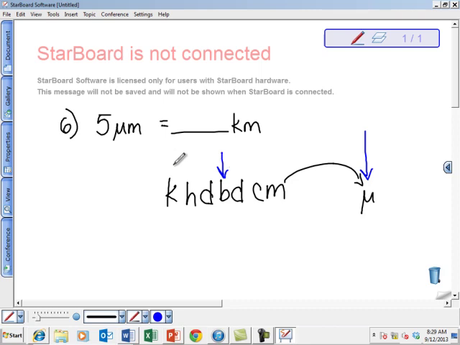All right, and then finally you're going to kilo at the very end. So this is kind of the roadmap that we're going to follow. We're going to go from micro to your base, and then from your base to kilo. Everyone understand the plan? How many steps is that? That's 2. Okay, so anytime you're going to have a prefix to another prefix, you will be doing 2 steps. Are you guys ready? Okay, so start the problem as usual. Start with what they gave you, 5 micrometers.